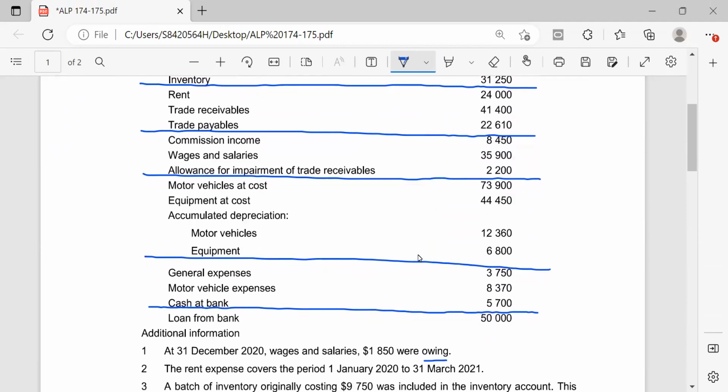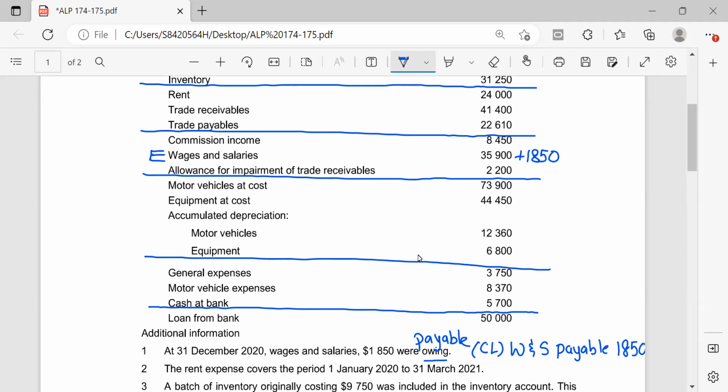Okay, so first one, at 31st December, wages and salaries were owing. Owing means payable. All right, it means that you pay too little. So go to wages and salaries and add. Okay, then the account that you should create, of course, is a CL account, wages and salaries payable, 1850. All right, so the two accounts affected is actually your expense. You debit your expense here and you credit your wages and salaries payable.